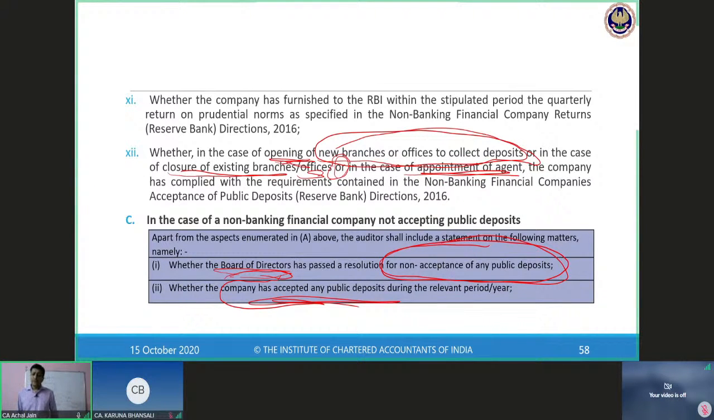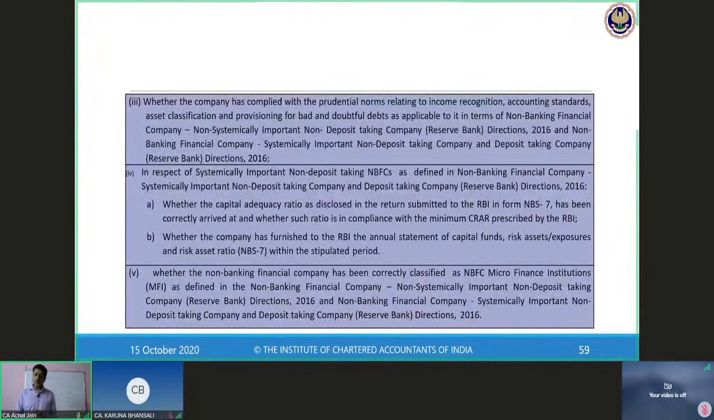Third, whether the company has complied with the prudential norms. So these will come over here also. What are the prudential norms? Prudential norms are about income recognition, accounting standards, asset classification, and all of these things. So those will come over here also. In respect of systemically important non-deposit taking NBFCs, systemically important non-deposit taking NBFCs which are defined under their regulations. Which regulations? There are specified regulations for that.